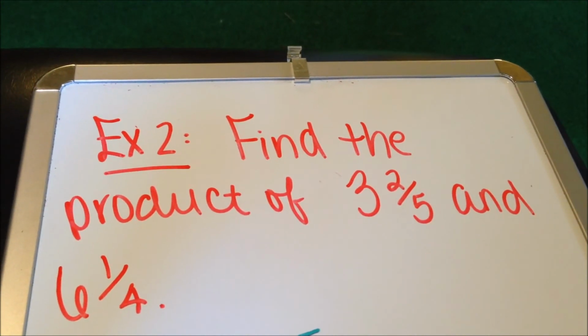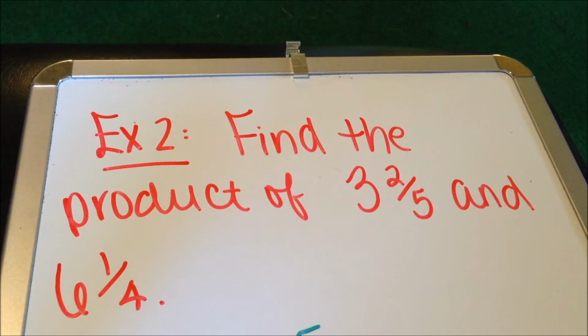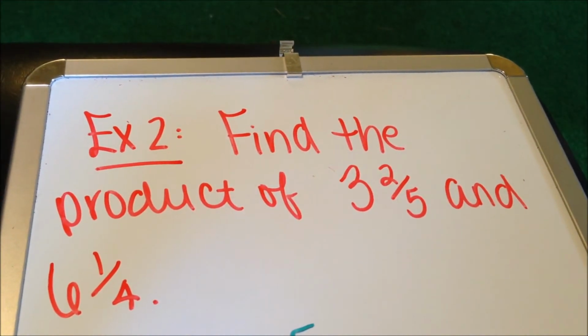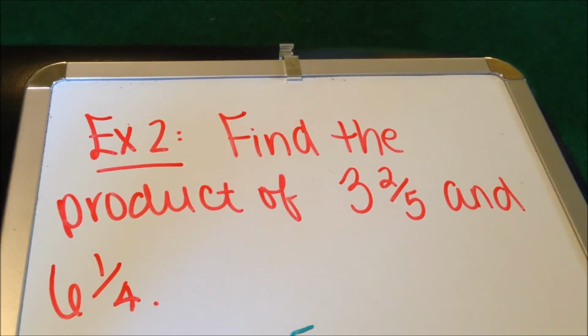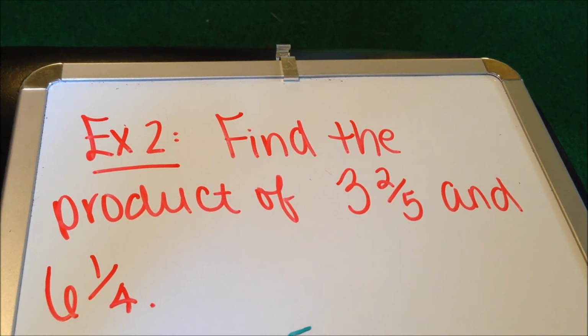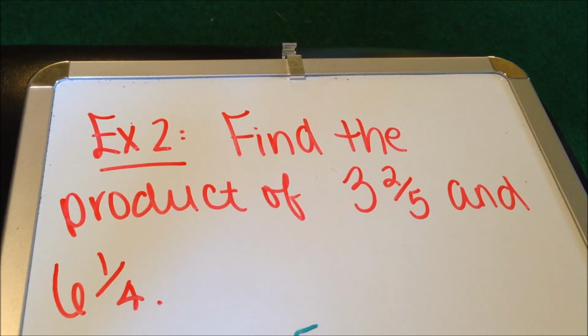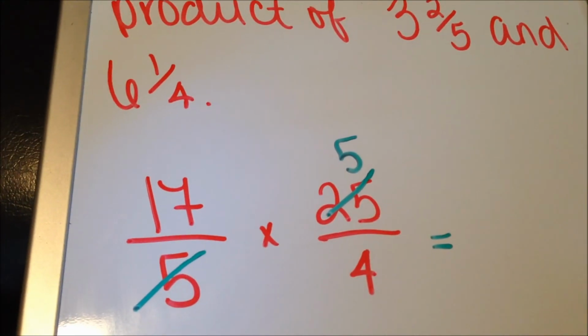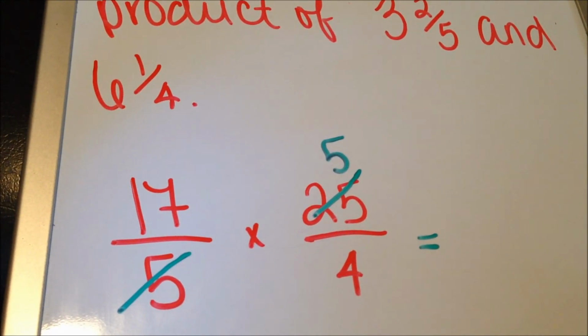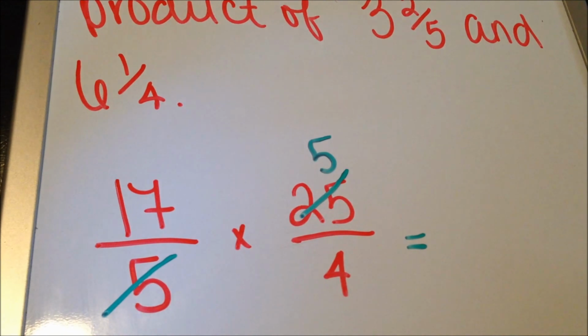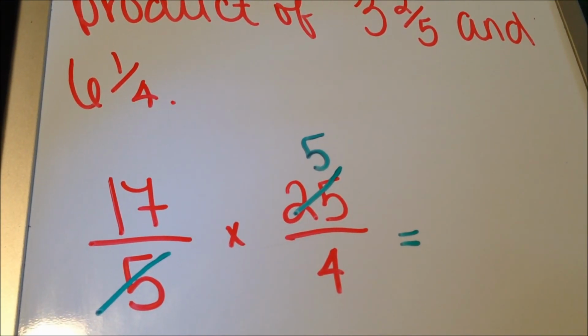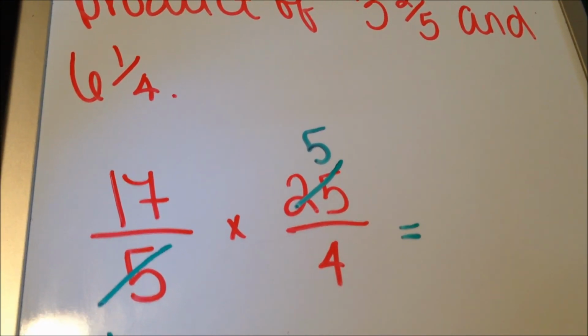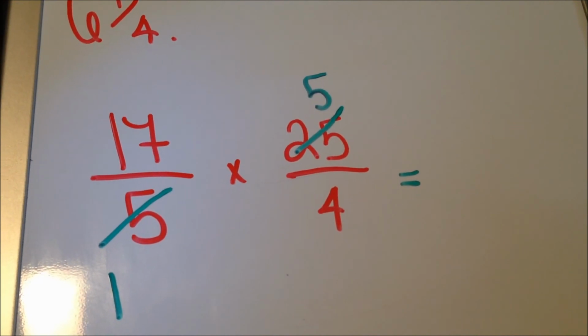Again, the word product means to multiply. Also, we're working with mixed numbers, so let's convert them to improper fractions. 3 2/5 converts to 17/5, and 6 1/4 converts to 25 over 4. So we have 17/5 times 25 over 4. The only numbers that cross-reduce in this particular case are 25 and 5, both divisible by 5, so we end up with 5 over 1.